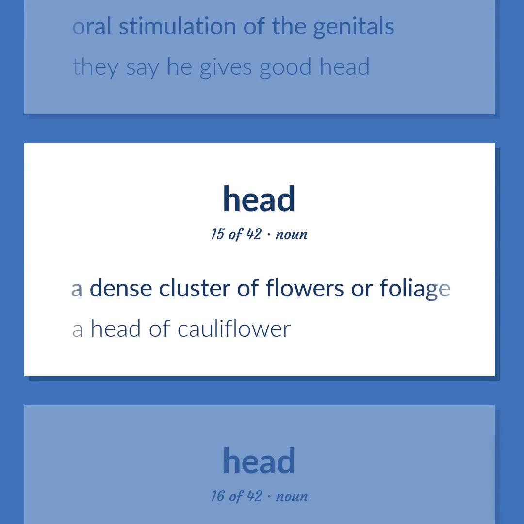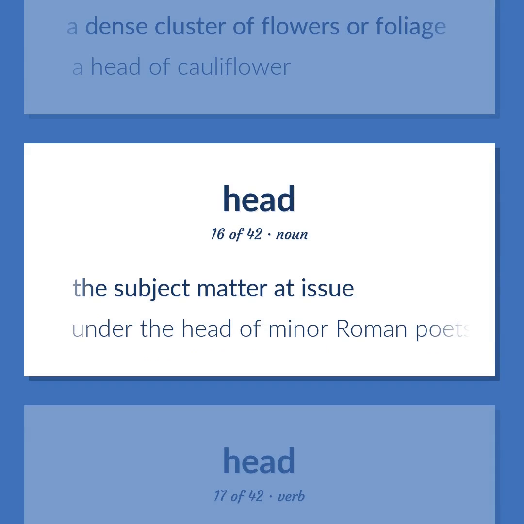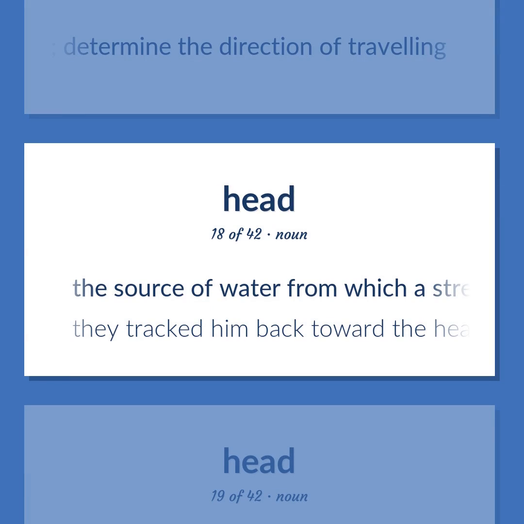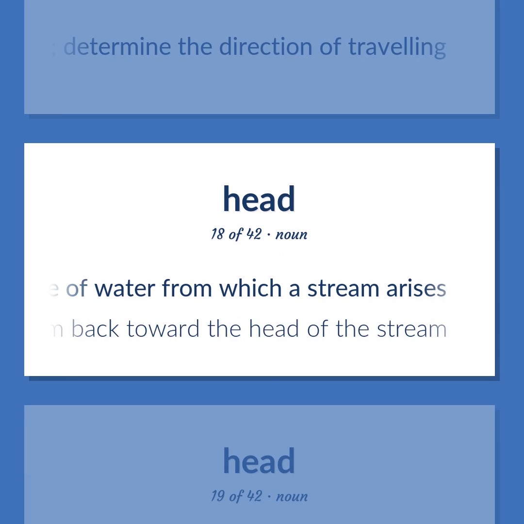A dense cluster of flowers or foliage. A head of cauliflower. The subject matter at issue. Under the head of minor Roman poets. Direct the course, determine the direction of traveling. The source of water from which a stream arises. They tracked him back toward the head of the stream.